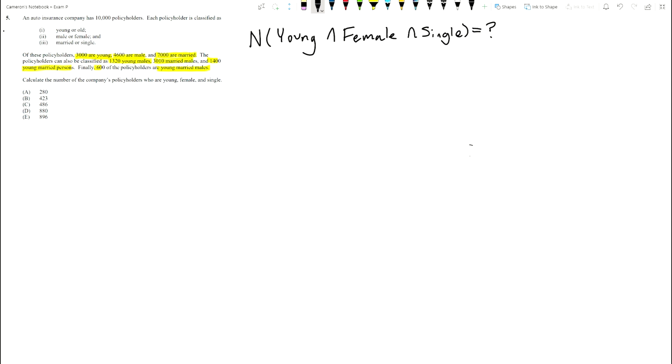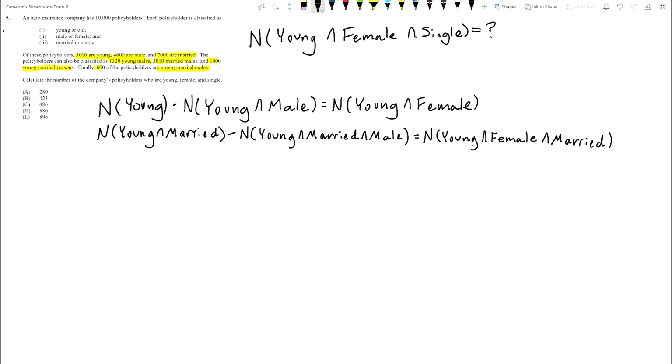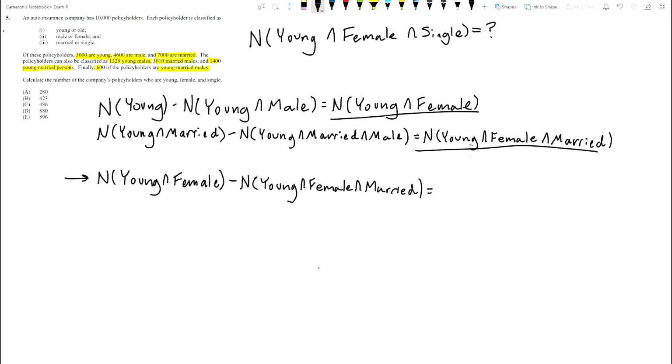One thing I see here is if we take the number of young policyholders and subtract the number of young and male policyholders, we get the number of young and female policyholders. This is a good example of how we can make our deductions. Likewise, if we take the number of young and married policyholders and subtract the number of young and married and male policyholders, we get the number of young and female and married policyholders. Now, if we take the number of young and female policyholders and subtract the number of young and female and married policyholders, we get the number of young and female and single policyholders, which is the answer we're looking for.